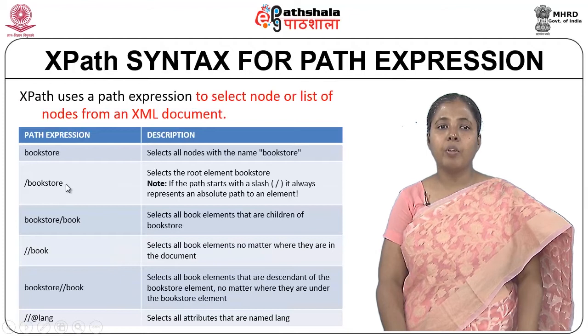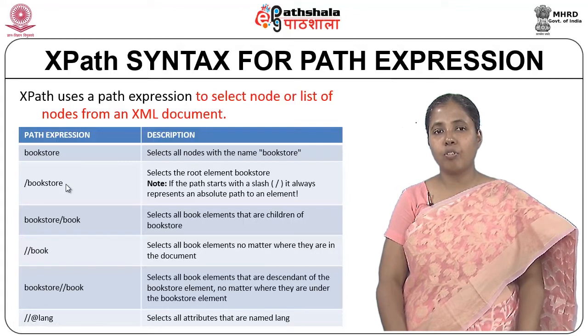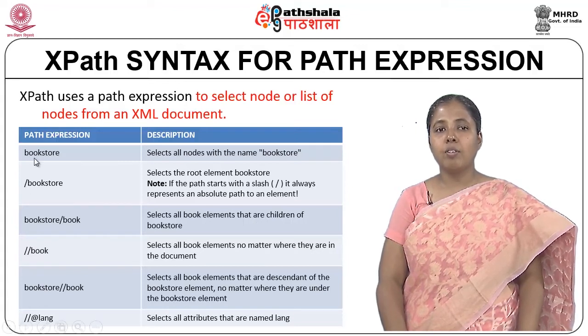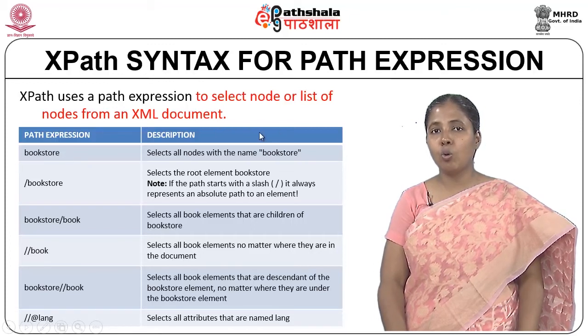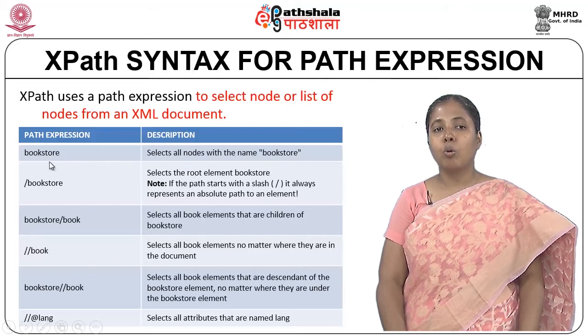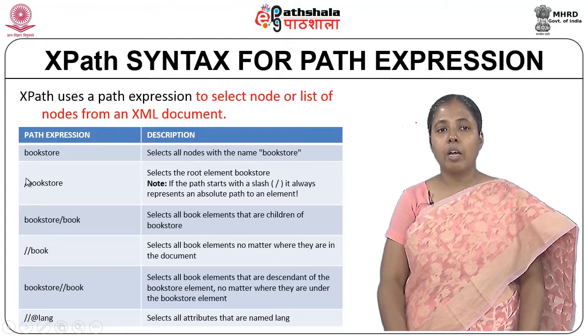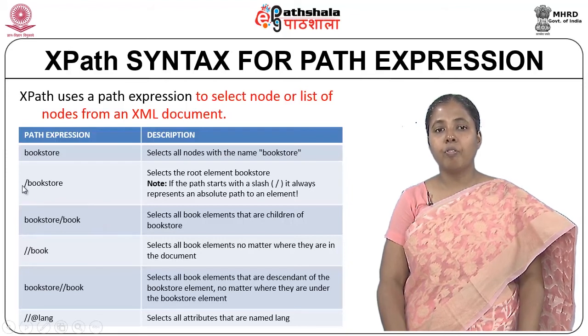And now we can see XPath uses a path expression to select a node or list of nodes from an XML document. So, now this is an example given. When you specify the name of the element, it selects all nodes with the name bookstore. In the given example, we have only one element with the name bookstore. So, given the name of a node, it selects all nodes with the specified name. And slash bookstore selects the root element bookstore. So, if the path starts with a slash, it always represents an absolute path to an element.